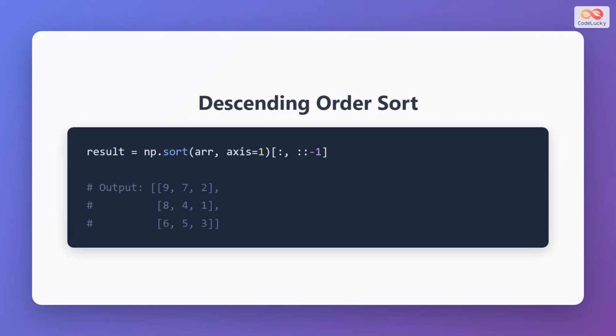NumPy's sort function only sorts in ascending order by default. To sort in descending order, we use Python's slicing notation. After sorting with axis equals 1, we apply a slice with [::-1] to reverse each row. This gives us 9, 7, 2 in the first row, 8, 4, 1 in the second, and 6, 5, 3 in the third. The -1 reverses the order along the specified axis.